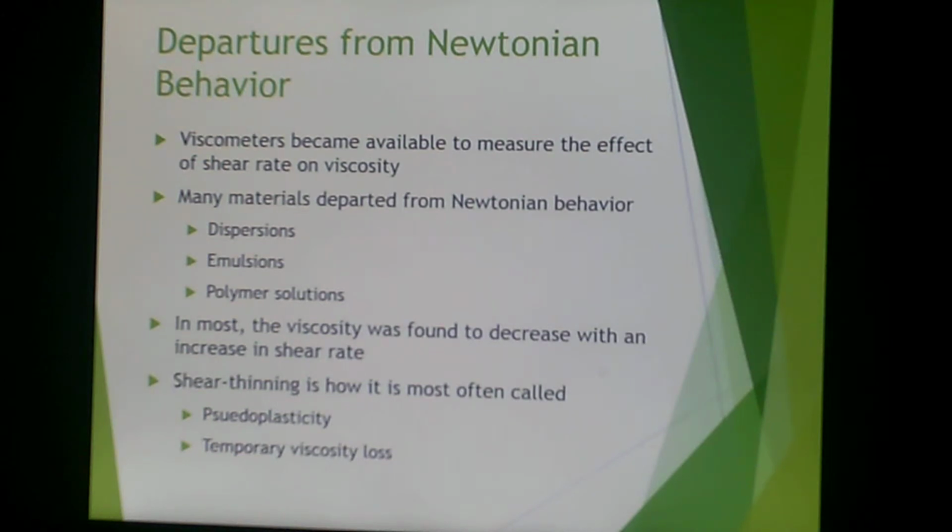Viscometers are available to measure the effect of shear rate on viscosity, and many materials that you would deal with in a polymeric situation would depart from this Newtonian behavior. These include dispersions, emulsions, and of course polymeric solutions. In most, viscosity was found to decrease with an increase in shear rate. Shear thinning is typically what we call that, or pseudoplasticity, or temporary viscosity loss. And so I'm going to describe a number of mathematical models that account for ways to approximate pseudoplasticity.